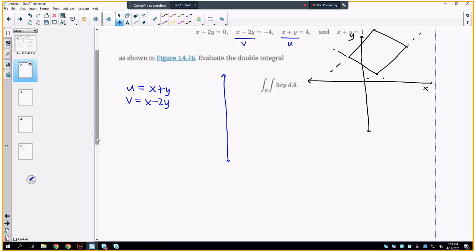So if I'm thinking about the uv plane, my bounds for u are from 1 to 4, and my bounds for v are from 0 to minus 4. So it seems like we're going to have this rectangle once I make the substitution. So I know how to set up my integral with the bounds. I know how to make my substitution, and the only thing I need to remember is to multiply by the absolute value of the Jacobian.